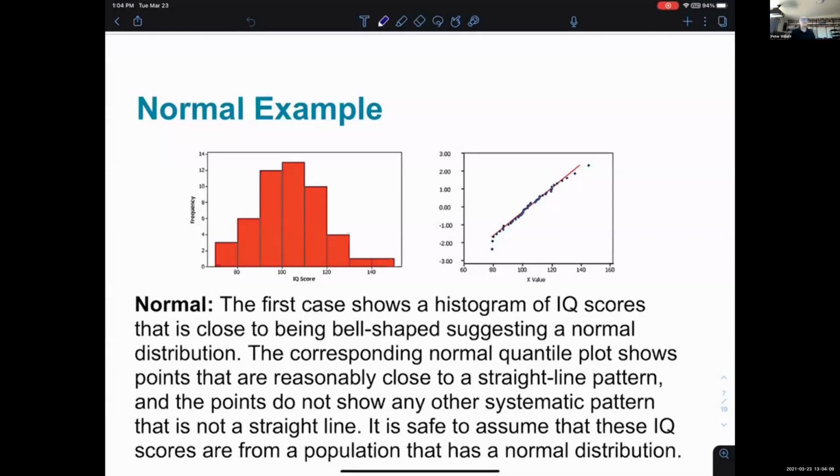Questions, comments, discussions about this example of the graphs showing it's a normal distribution?